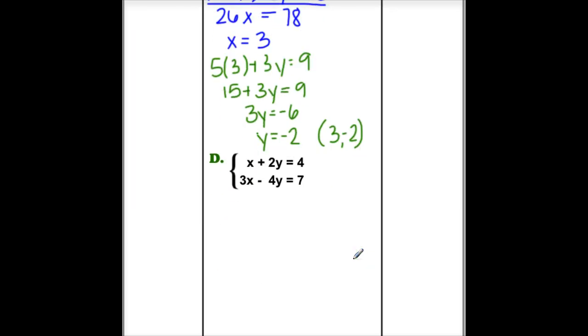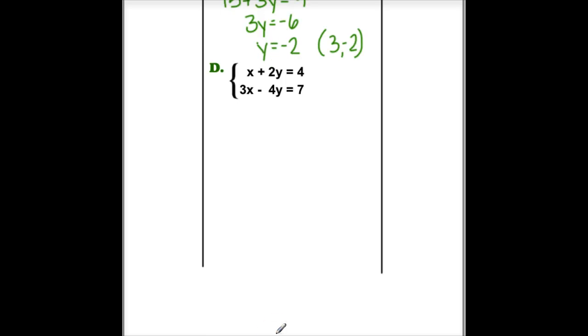Moving on to the next example, we have x plus 2y equal to 4 and 3x minus 4y equal to 7. Being that this one I have a positive 2y and a negative 4y, I'm going to double this equation so that way I can turn that one into the other. So 2 times x is 2x, 2 times 2y is plus 4y, and 4 times 2 is 8.